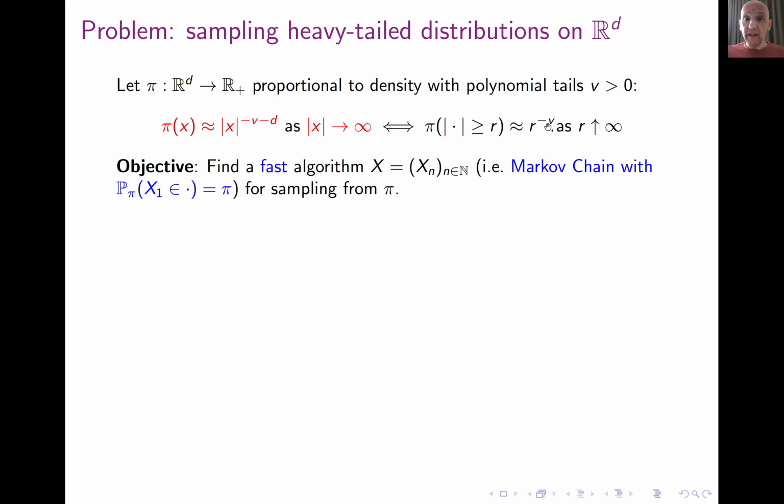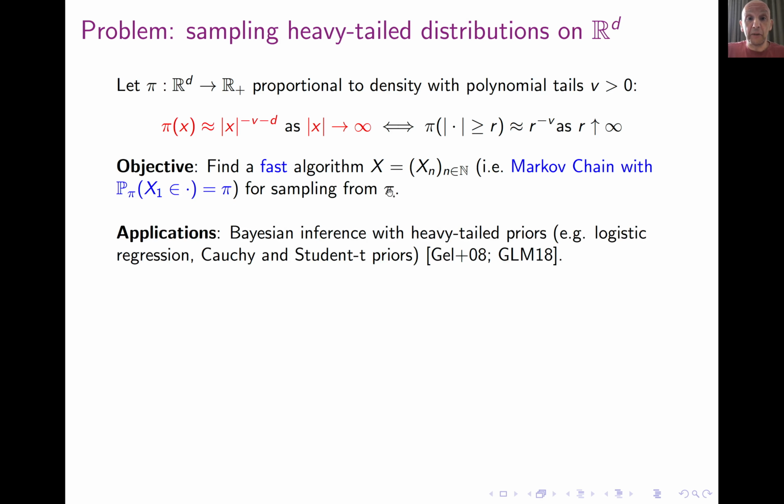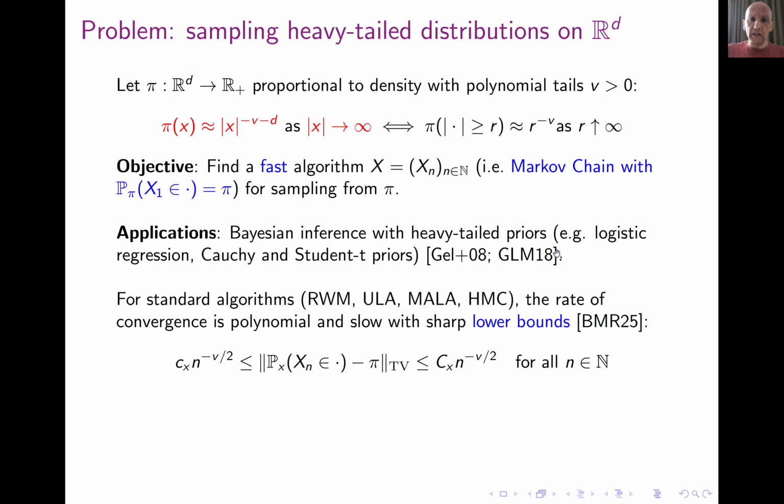Okay, so the objective is to find a fast algorithm, i.e. a Markov chain that has pi as a stationary measure such that I can sample its increments for sampling from pi, for computing ergodic averages under pi. So applications abound, right? In Bayesian inference, heavy-tailed priors would lead to situations where exactly this kind of thing is needed. Cauchy priors, Student priors are common. Gelman and others have been documenting this for a while.